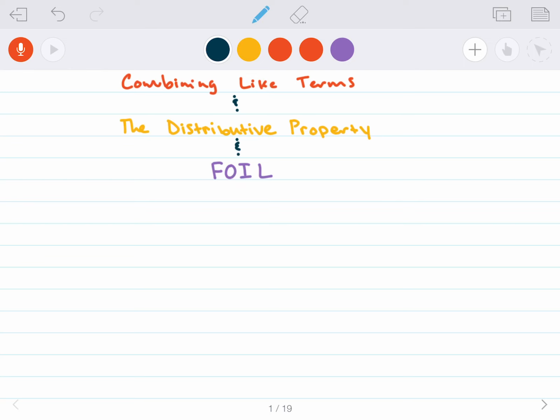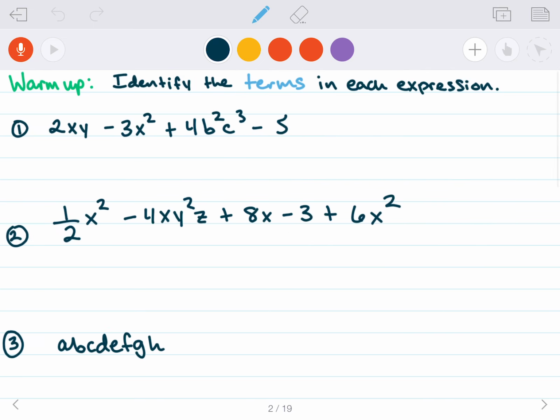Hey guys, in this video we're going to talk about combining like terms, the distributive property, and a special case of the distributive property known as FOIL. Alright, so first thing we're going to do is a little bit of a warm-up to just get us going here.